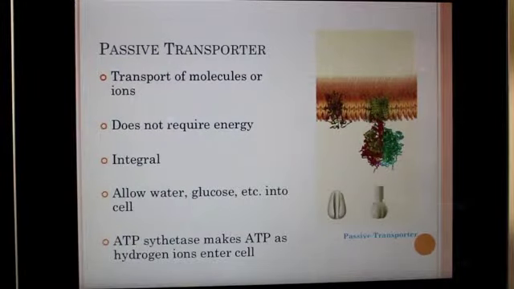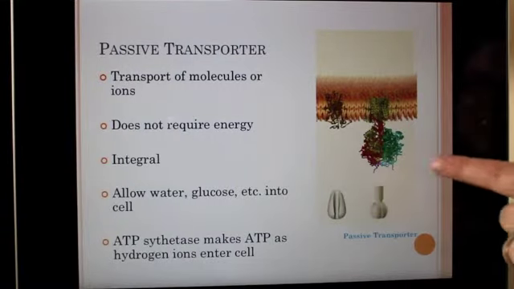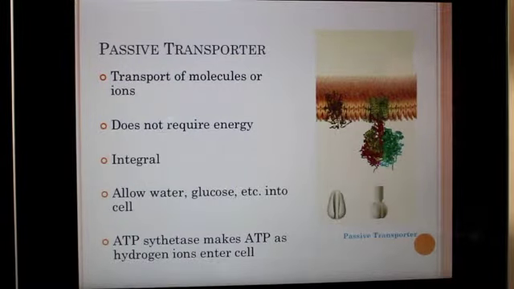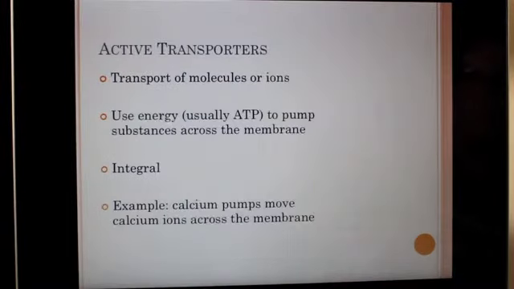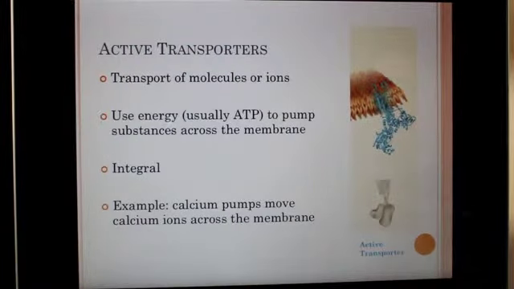In the next unit, you'll be introduced to a very special enzyme called ATP synthase. That's this guy here. It is a passive transporter, and it makes ATP, or it makes energy, as hydrogen ions come in the cell. Active transporters are just like passive transporters in that they transport molecules or ions, but they have to burn energy in order to do this. An example of this are calcium pumps, and we'll talk more about this later.